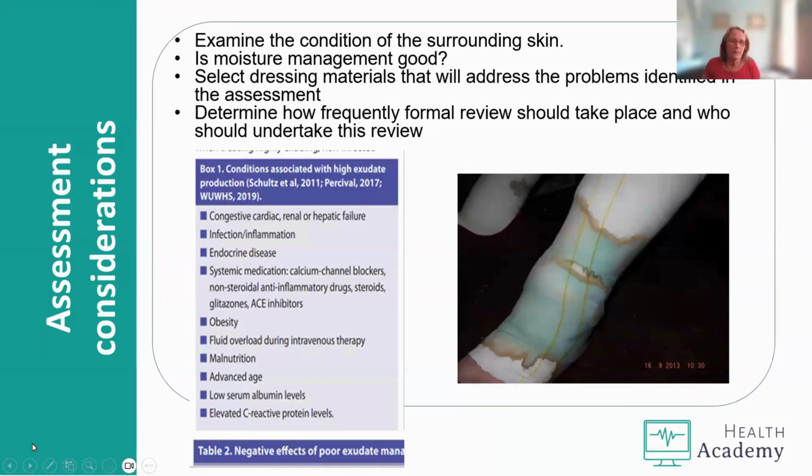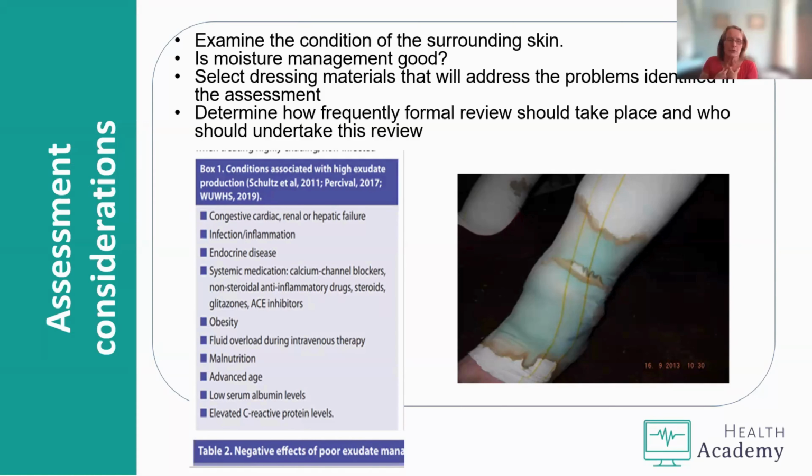And also, are we managing our moisture properly? So I've just talked about biofilm there for a second. Now we need to just think about the moisture side of things. So are we really managing our moisture level properly? Because the fact is that if we don't manage moisture in old hard to heal wounds, then we are setting ourselves up to fail and we're setting the patients up to fail.